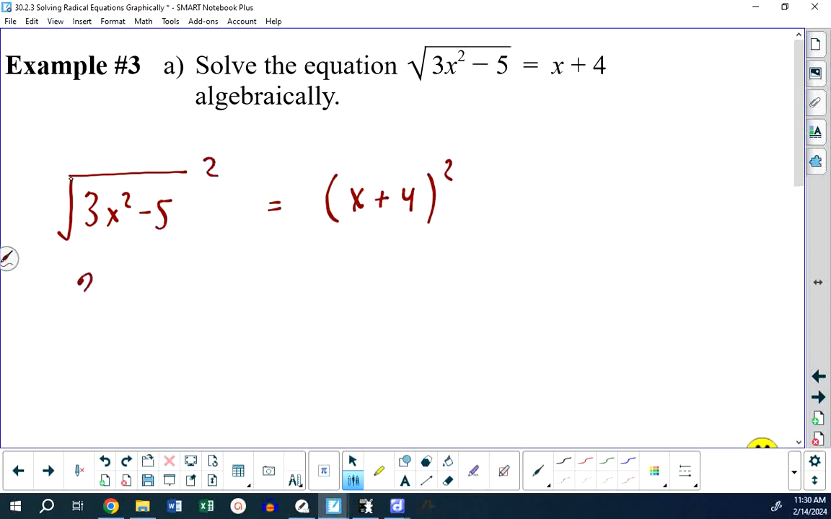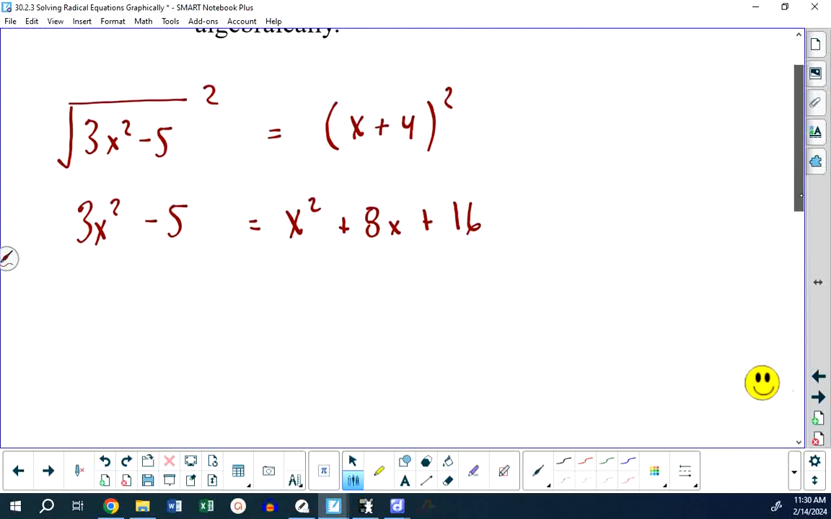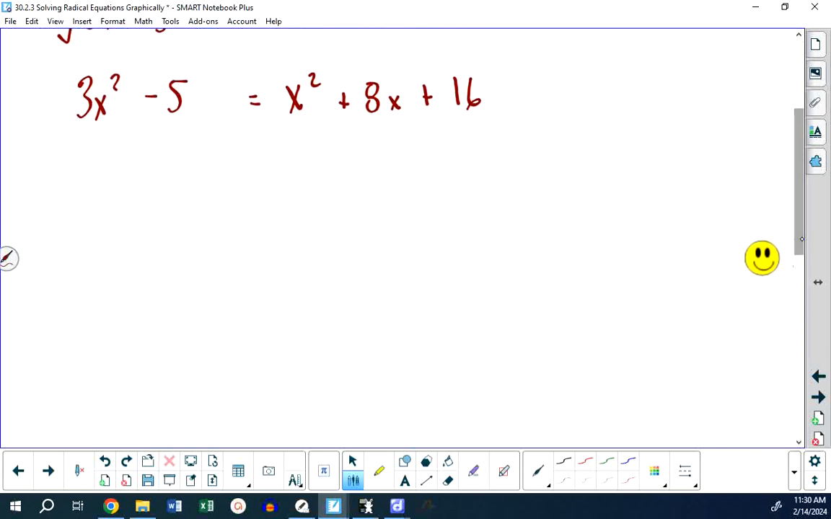And get 3x squared minus 5 equals x squared plus 8x plus 16. Are we on the same page there with that? Okay. It's quadratic, so we need to zero the equation, of course, and get 2x squared minus 8x minus 21 equals 0.